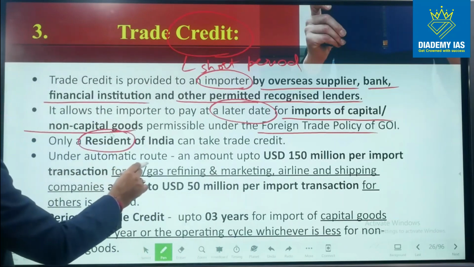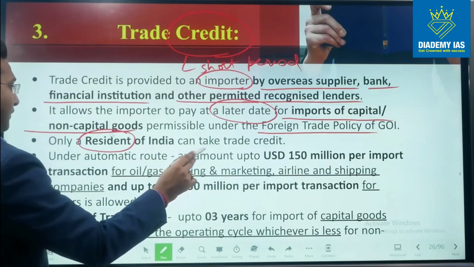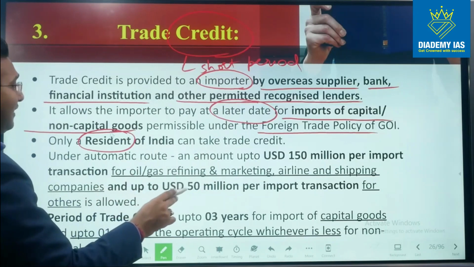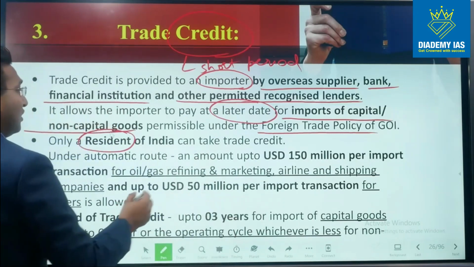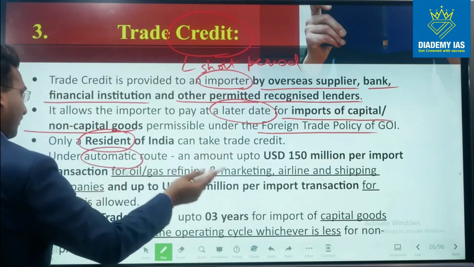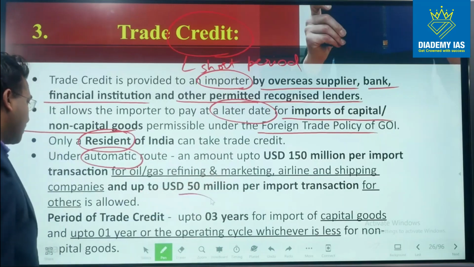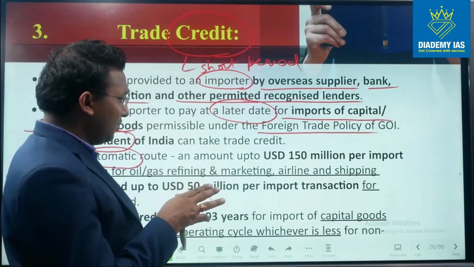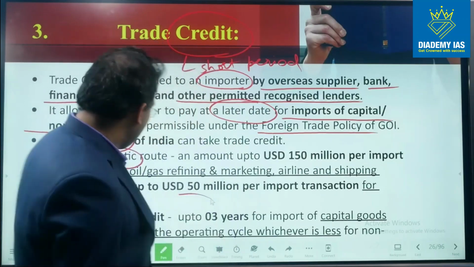Under the automatic route, an amount up to 150 million per import transaction for oil, gas, refining and marketing, airlines and shipping companies, and up to US 50 million per import transaction for others, right? So for the automatic route, in case of all these it is 150 million per import transaction, and in other cases 50 million per import transaction, right? So this 150 million dollar per import transaction you do not need to remember, right?